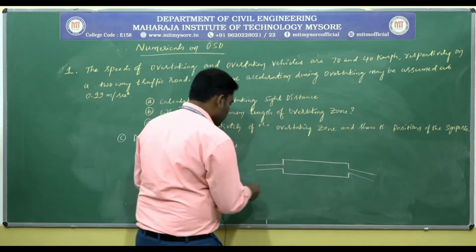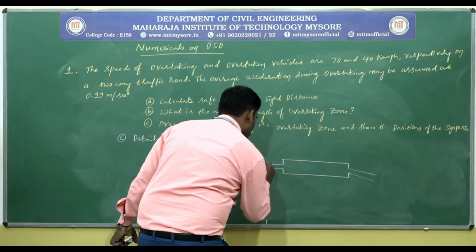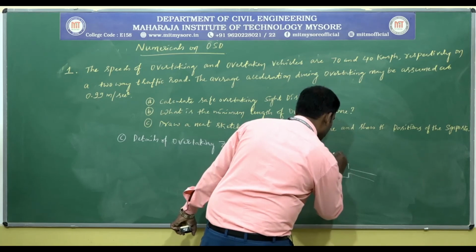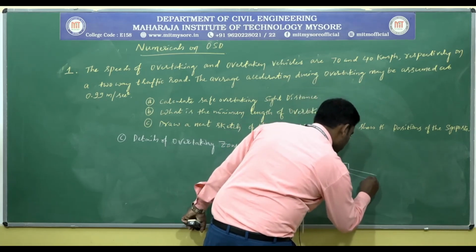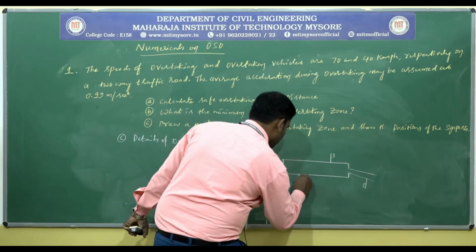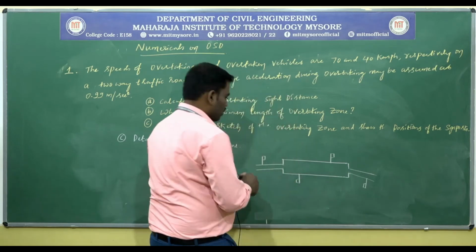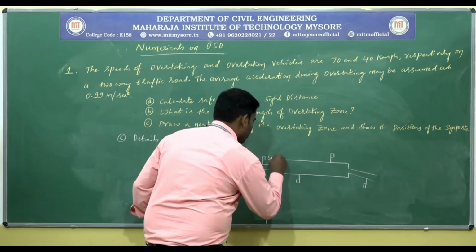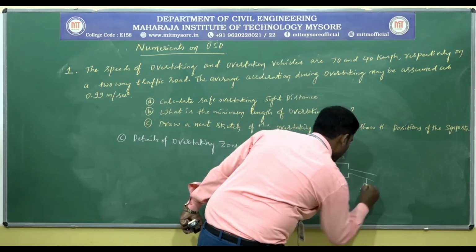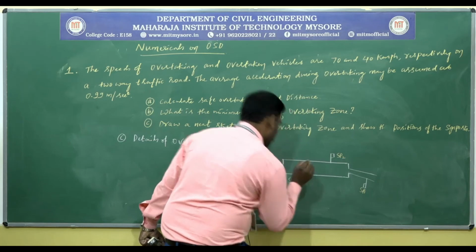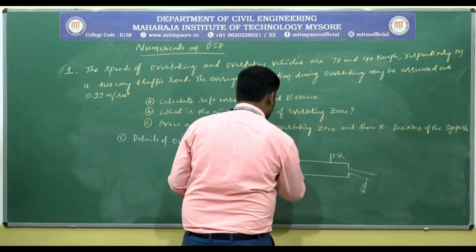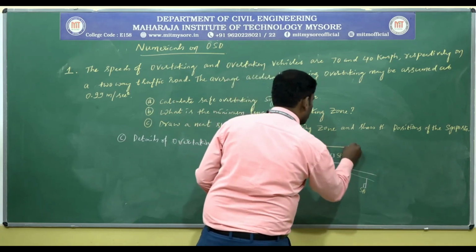Okay. Here is signpost number 1 and here it is signpost number 2. This is SP1 and this is SP2. Okay, and this is the length of overtaking zone, no? It is length of overtaking zone.